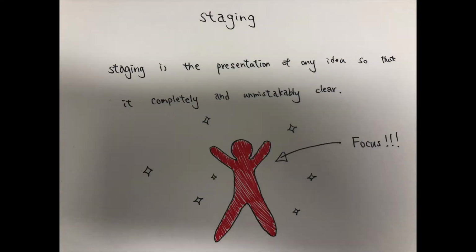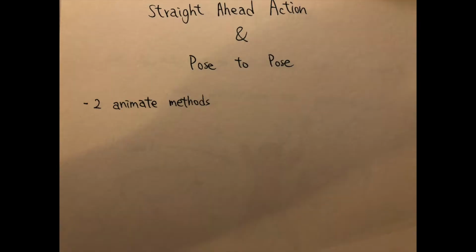Johnston and Thomas define the staging principle as the presentation of any idea so that it is complete and unmistakably clear. It can be used to guide the audience to focus on the things that the animators want them to focus on.